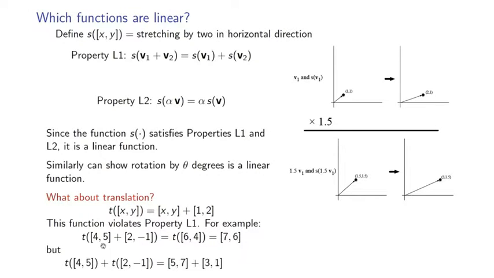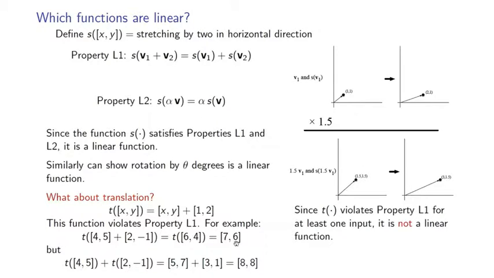On the other hand, translation of 4, 5 plus the translation of 2, minus 1 is the vector 5, 7 plus 3, 1, which is 8, 8. So they don't match up. Property L1 is violated. So this function is not a linear function. In fact, you can show that this function doesn't satisfy property L2 either.